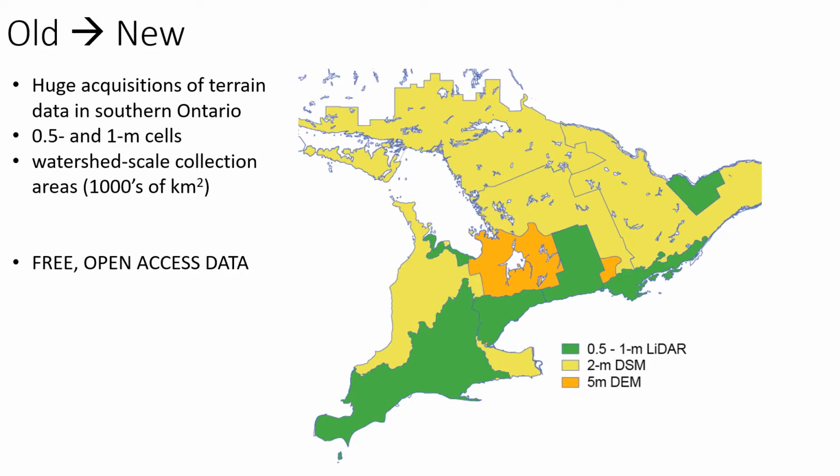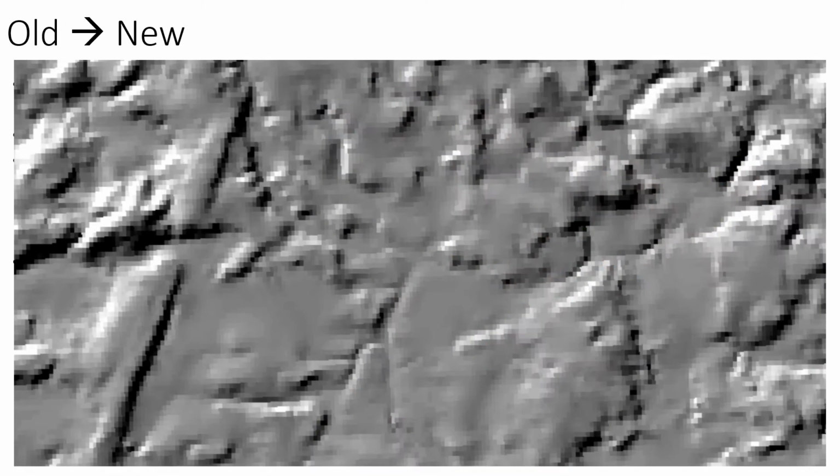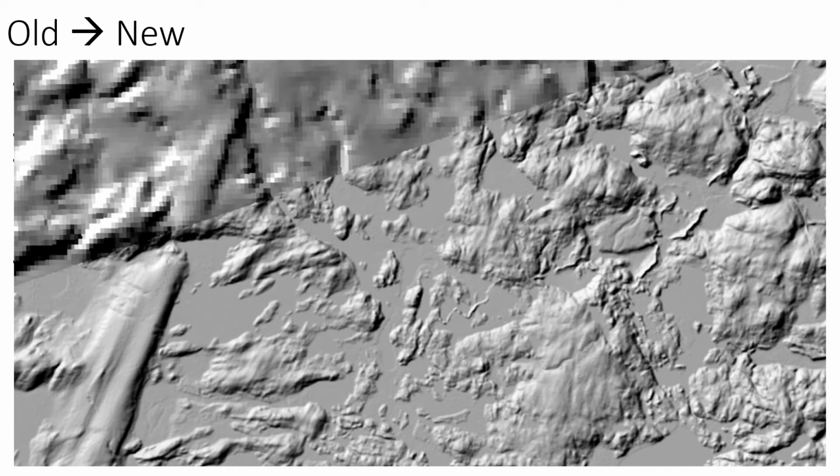So this map shows Southern Ontario and shows the distribution of most of the new terrain data. And as you can see, we've basically completely covered Southern Ontario with new data sets. If we zoom in, we can take a look in this area, and this is what things looked like prior to 2013. The landscape looked pretty nondescript in a 30-meter cell size. But now with the new LiDAR and other topographic data we have, this is the kind of information we're getting.